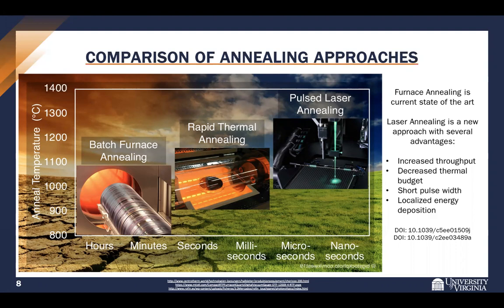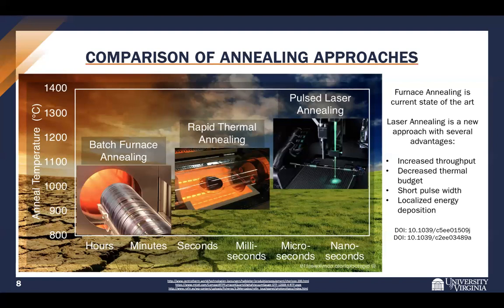What I investigate is a laser annealing approach, pulsed laser annealing, which is a new approach with several distinct advantages. It allows for increased throughput. There's an estimate that you can process a 6-inch wafer in 20 to 100 microseconds, that's right. And this will also decrease the thermal budget of your entire process because you don't have to have a furnace running at elevated temperatures for a long amount of time.